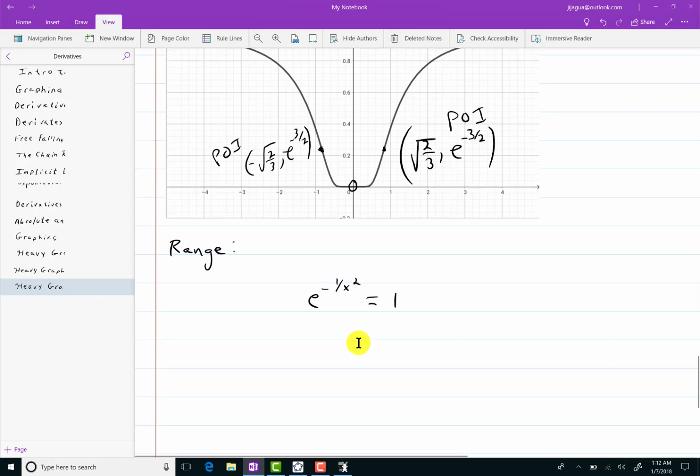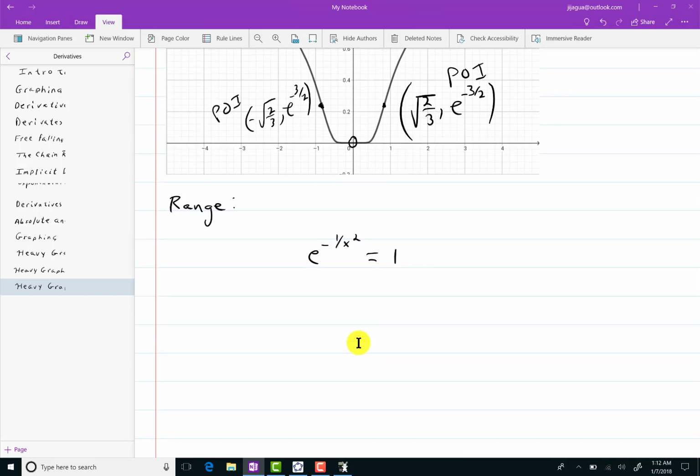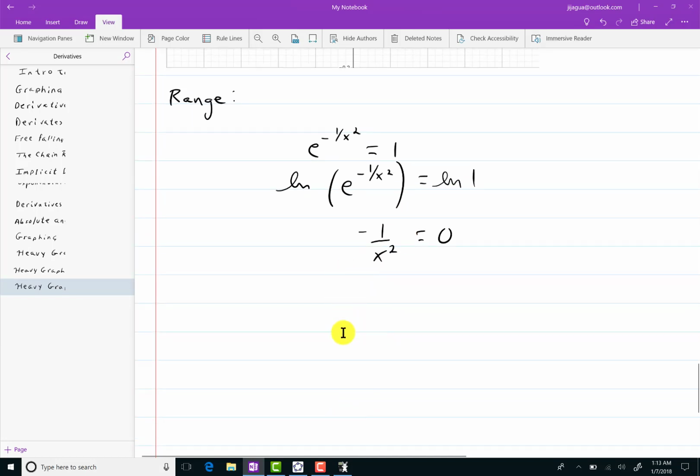Well, to solve an equation like this, you would take the natural logarithm of each side. The natural log of 1 is equal to 0. The natural log of e to the negative 1 over x squared is negative 1 over x squared. Now you know it's not going to have an answer because 1 over x squared is never equal to 0. But going through the motions, I'll multiply through by x squared. And that is a contradiction, so this is not possible. So our range is strictly 0 to 1, and I'm not including 0 or 1.